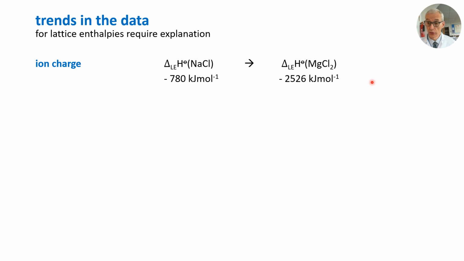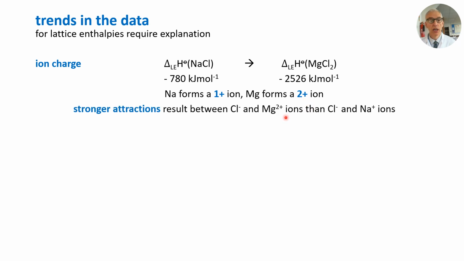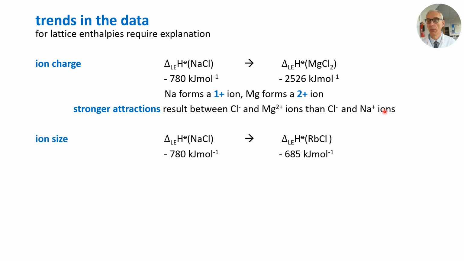Okay, so I'm going to present my thinking or argument. Keeping it simple, sodium forms a +1 ion, or 1+ ion I should say. Magnesium forms a 2+ ion. Therefore, the attractions that result between the cations and the chloride ions are stronger for magnesium at 2+ than for sodium at 1+. So we've got stronger attractions and therefore a more exothermic lattice enthalpy.